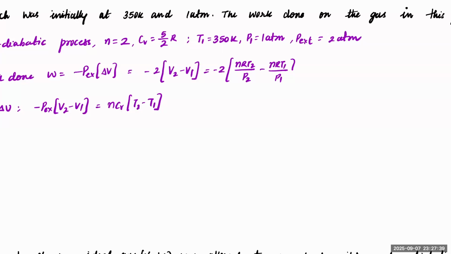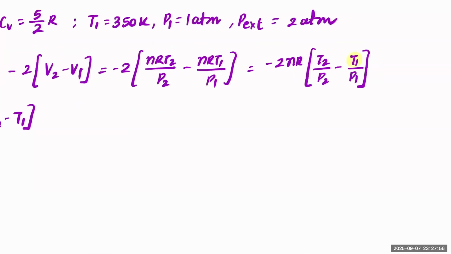Now, what is the information that is unknown here? First, the number of moles and R. This is common, so it will come out: T2 by P2 minus T1 by P1. If you notice, T1 is given, P1 is given, and P2 will be the same as the external pressure, because that's when the process will stop. So P2 and this 2 value will be the same.